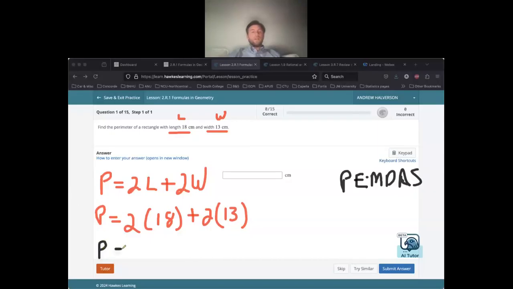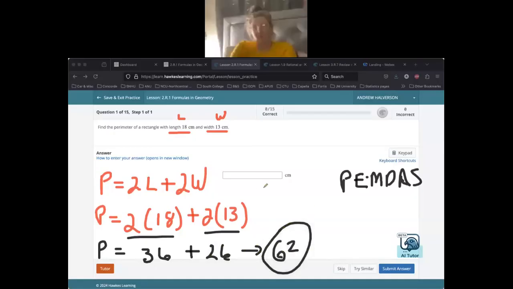So it's 2 times 18 is 36. 2 times 13 is 26. Do the addition and we get what? 62. That's what goes right here, 62.